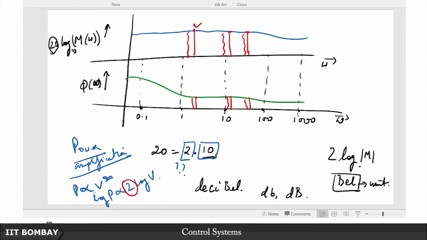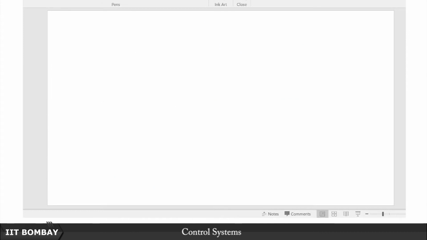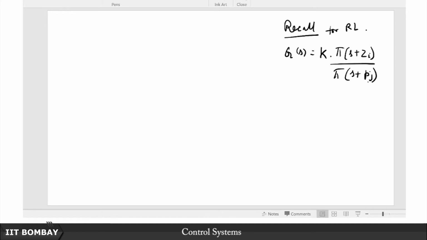We shall now look at some special kind of blocks, the building blocks for a Bode plot. Now recall that for the root locus case, we were very insistent that we represented a transfer function in this form, where we had this k and then a product of s plus zi divided by the product of s plus pj, with j running from 1 through n and i running from 1 through m. Of course, these zi's and the pj's need not all be distinct. There could be repetitions of zi's and repetitions of pj's.